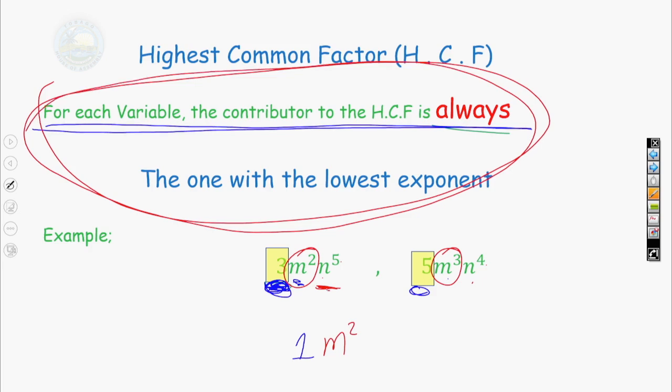So, in terms of my n's, who has the lowest power? It is n to the power 4. So it's going to be 1m squared, n to the power 4. And that's our highest common factor.